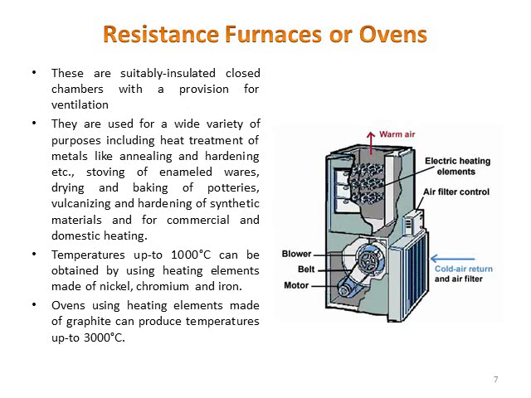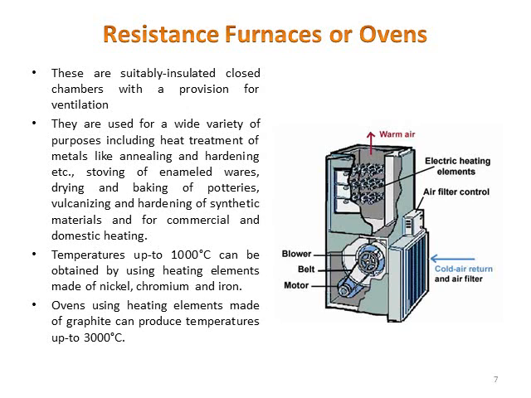Next we shall see the first type of resistance furnace. This is called a resistance oven. These are suitably insulated closed chambers with provision for ventilation. They are used for a wide variety of purposes, including heat treatments of metals like annealing, hardening, etc., stoving of enameled wire, drying of potteries, vulcanizing and hardening of synthetic materials, and commercial and domestic heating.